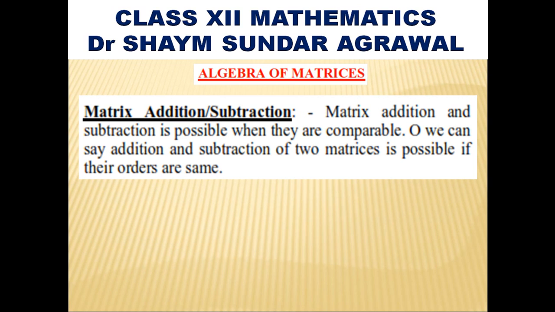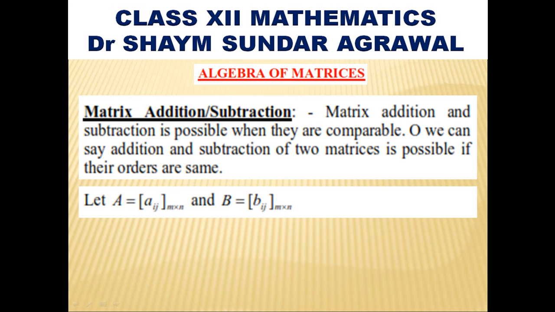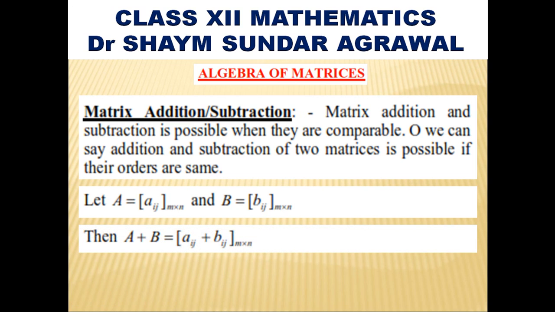Already we have discussed comparable matrices in my first video of this matrix chapter. So, here is how to add or subtract two or more matrices if their orders are the same. Let A be a matrix of order m cross n, and B another matrix of order m cross n, where the elements of A are Aij and the elements of B are Bij. Then their addition A plus B is equal to Aij plus Bij, of order m cross n.